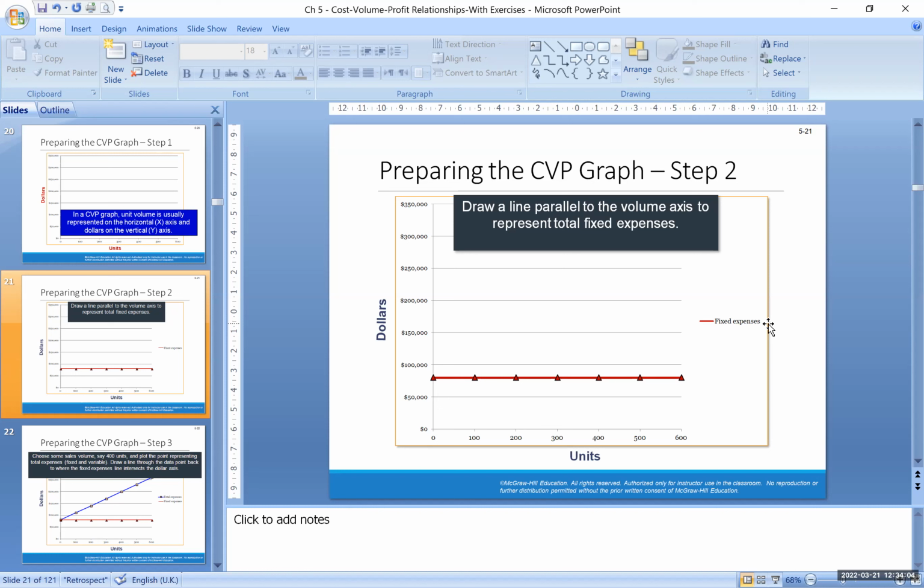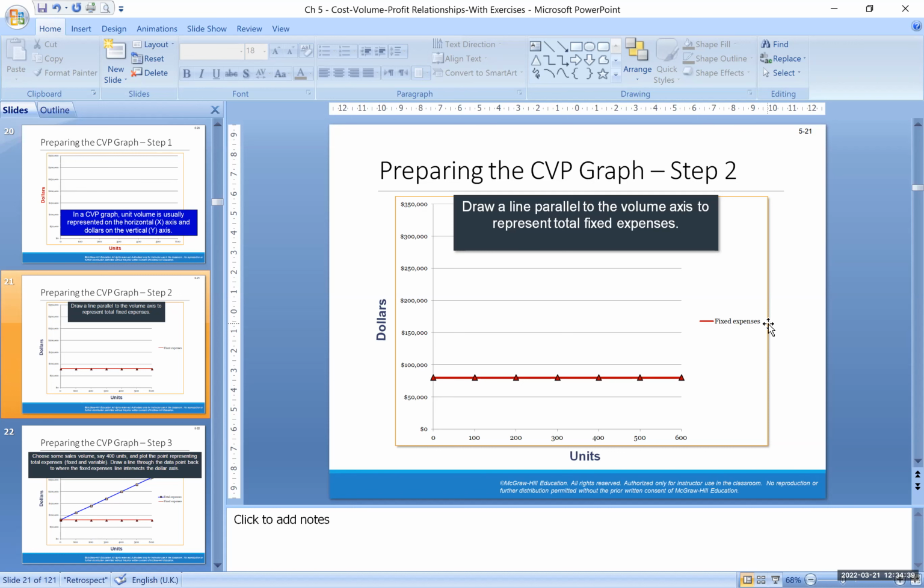This is the easiest step: what is the total fixed cost for the company? It is $80,000. So we are drawing a constant, straightforward line, parallel to the x-axis. Why? Because this number will not change, it is constant for different levels of units. So if we sell 0, we still pay the $80,000.